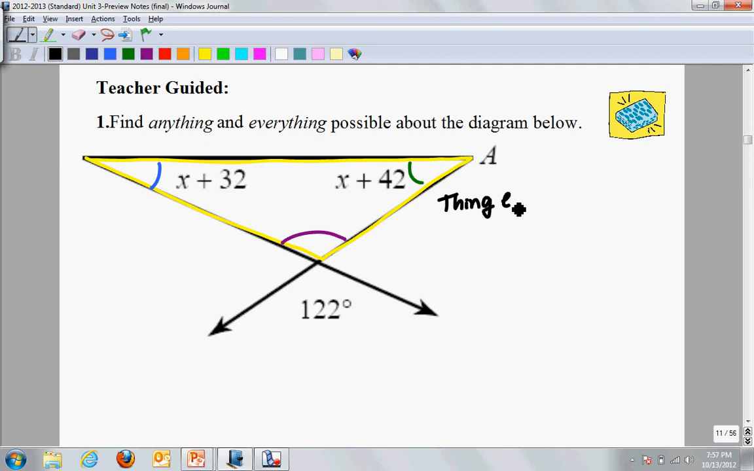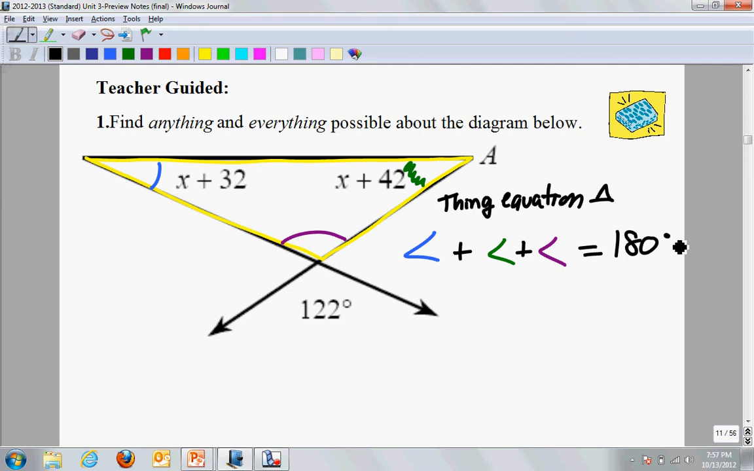Always write a thing equation before we work with algebra. That's really important, you get in the habit of doing that. A thing equation is like this: my blue angle plus my green angle plus that purple angle, because it's a triangle, has to add up to 180. So you use a thing equation before you do an algebraic equation.